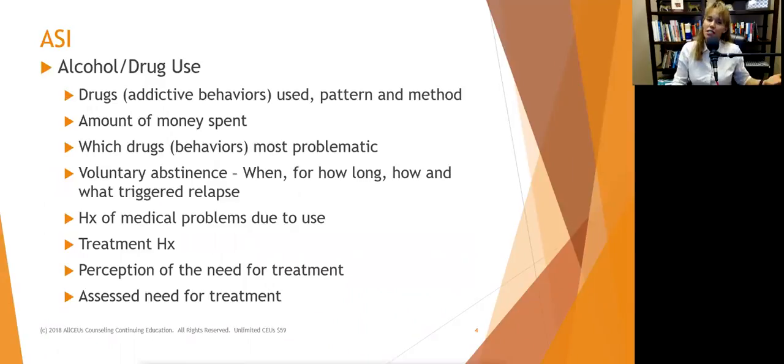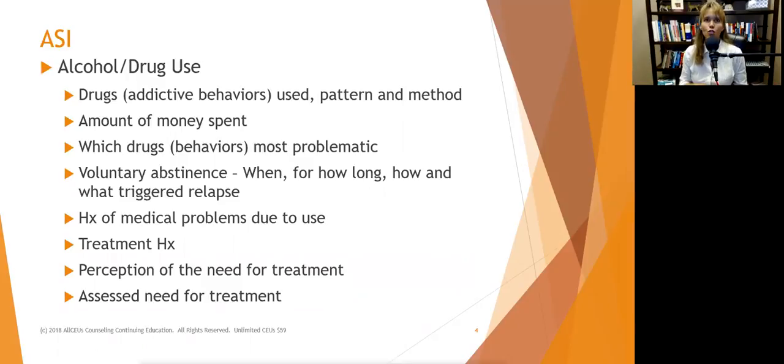Alcohol and drug use. Obviously, we're going to ask about that. So we want to ask about drugs, but we want to expand it a little bit and ask about addictive behaviors. We want to ask about gambling. We want to ask about porn addiction. We want to ask about any of those behaviors that are going to trigger that dopamine system and potentially could cause some addictive consequences. How much money did you spend? Which drugs or behaviors were most problematic? If you've had a period of voluntary abstinence, when, for how long, and how and what triggered the relapse. So we're getting an idea of the course of what happened.